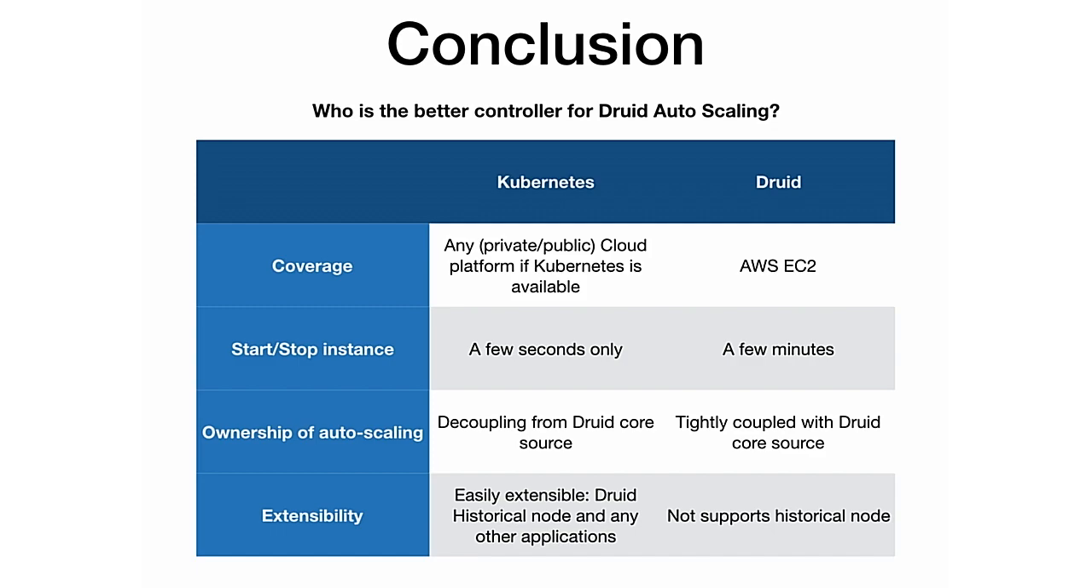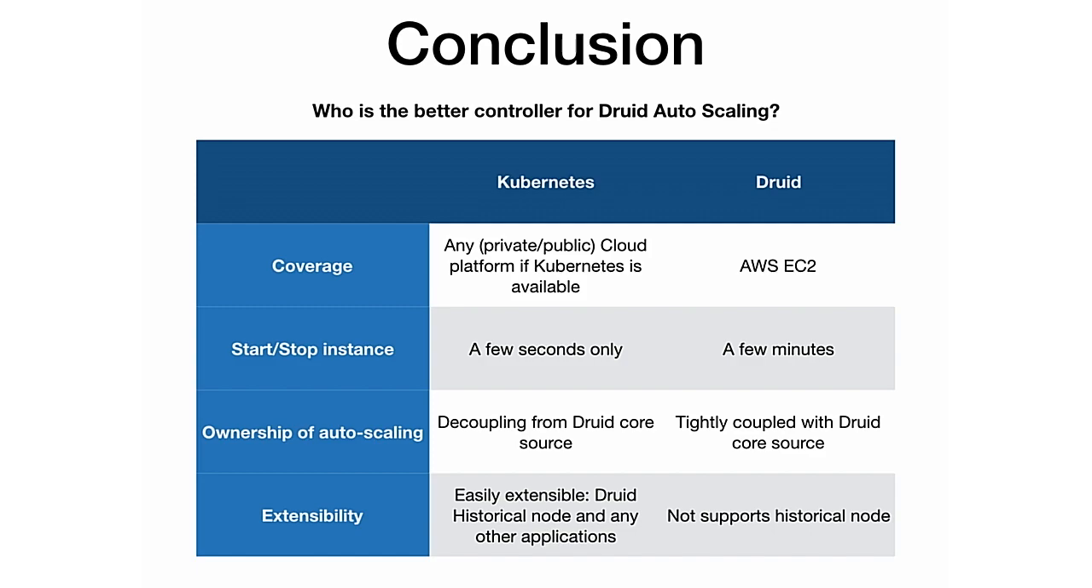Also, regarding code and library compaction, the embedded autoscaler code in Druid and AWS API libraries can be completely removed from Druid. Lastly, we have better extensibility. Kubernetes already has lots of features to orchestrate applications. Actually, Druid Middle Manager is just one of them. It is not difficult to adapt autoscaling of the Druid historical node into Kubernetes.